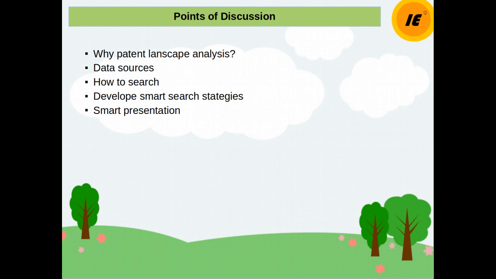Now the second topic that I will show you is what the major data sources are, more importantly the free data sources that you can use to do patent landscape analysis. And the next important step is how you search it, because this is not like a Google search engine, it's more complex than doing our paper search on Web of Science.